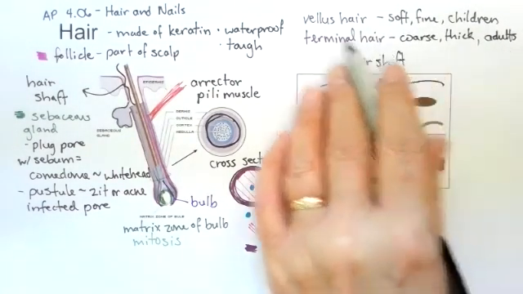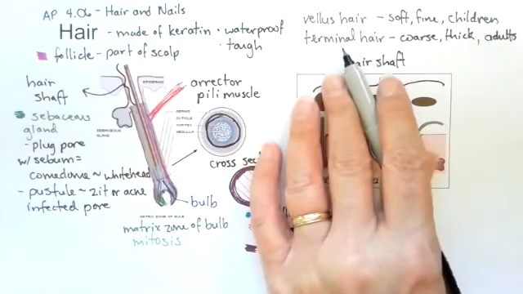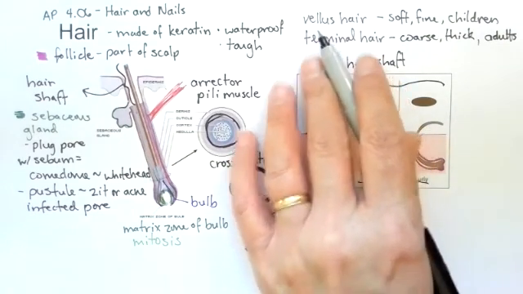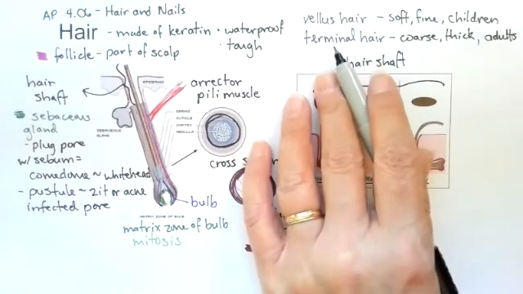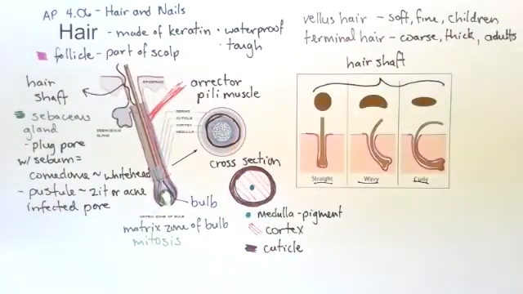So it changes. When we hit puberty and the hormones start pumping, most of our hair changes from vellus hair to terminal hair. Not the hair on your arms and abdomen. That remains vellus, but a lot of everything else changes to terminal.